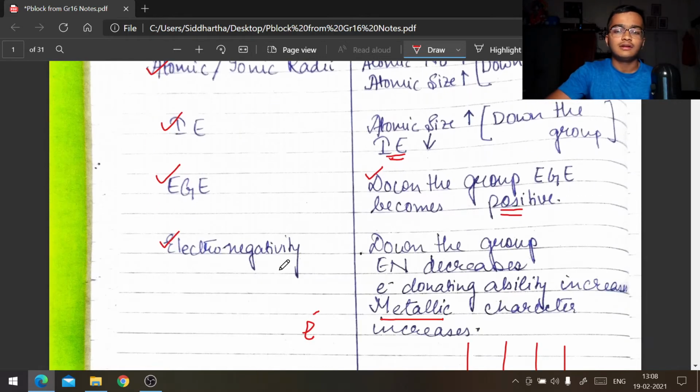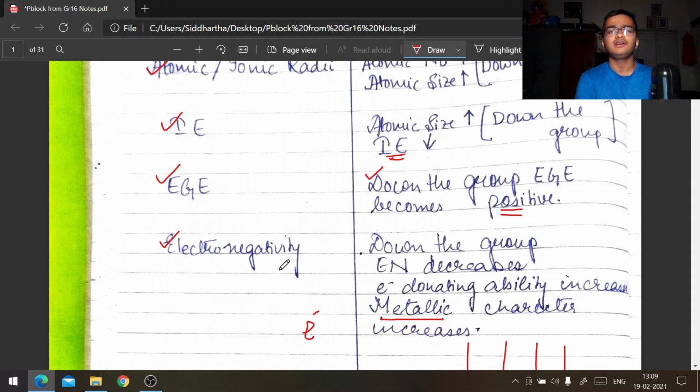Now electron gain enthalpy: down the group, the electron gain enthalpy becomes positive because of less effective nuclear charge. The nucleus is not able to attract an electron towards itself because of the increase in size. So you need to give additional energy from external sources to put an electron in the valence shell.